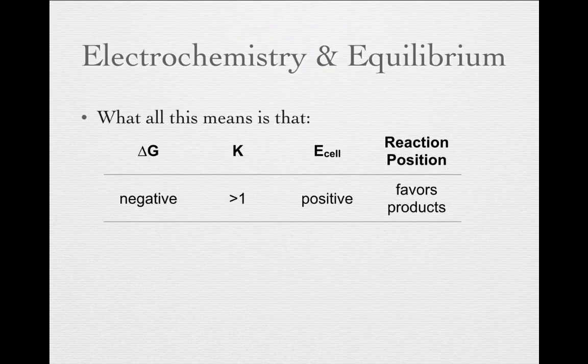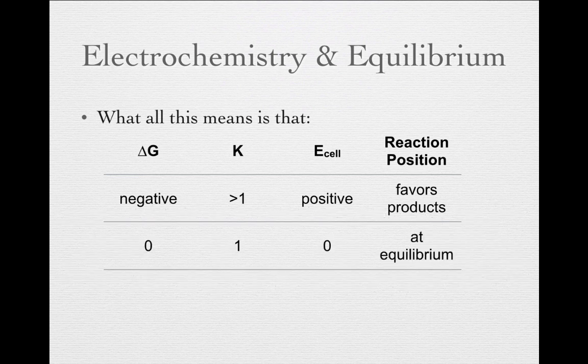So where does all this take us as far as the relationships between delta G, K, E cell, and the reaction position? Well, if we look at a value of delta G being negative, we know that means the reaction is spontaneous. That means that K for that reaction is going to be greater than 1, E cell is going to be positive, and the reaction position is going to favor products.